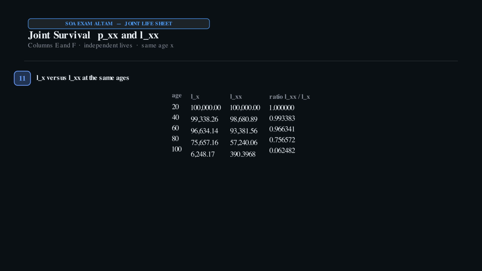By age 80, 75,657 single lives remain, but only 57,240 joint pairs. By 100, the joint radix is 390 versus 6,248 single lives. Pure endowments and annuities read this thinner LXX column, not LX.